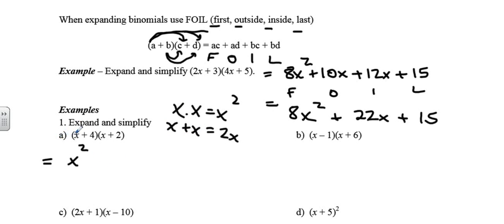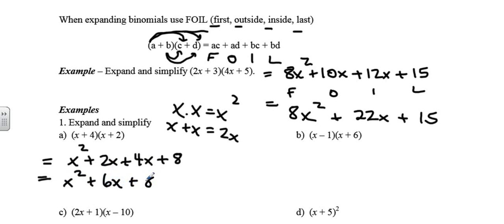All right, so we've got x times x for our F. Then we're doing outside. So the outside is x times 2, which is 2x. Positive 4 times x is positive 4x. And then 4 times 2 is 8. All right, so x squared. We're going to add these two together. That's 6x plus 8 when we gather up our like terms. Okay, pause the video and try B, please.